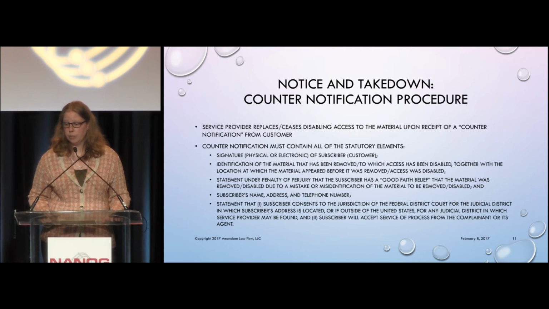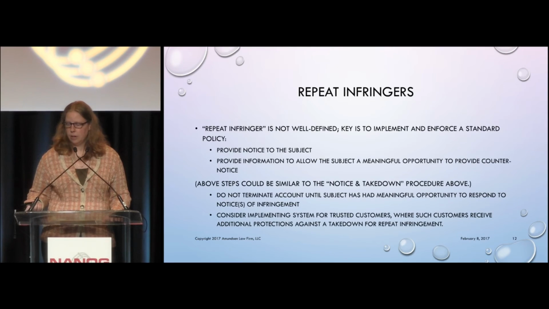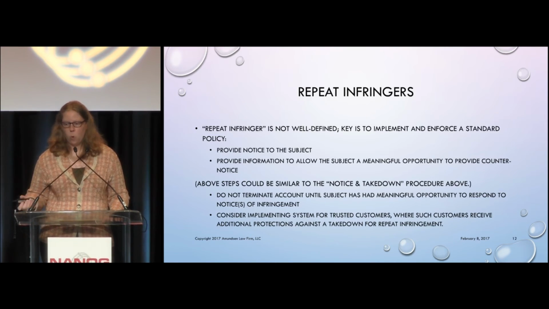It has to be signed, has to identify the material that's been removed or disabled, and then they have to state they have a good faith belief that there's a mistake or that there's some other reason that the material can't be removed, along with the subscriber's name and address, and a statement that the subscriber consents to jurisdiction in the federal court for that district. And if you do receive a valid counter notice, then you need to put the material back and stop disabling access.